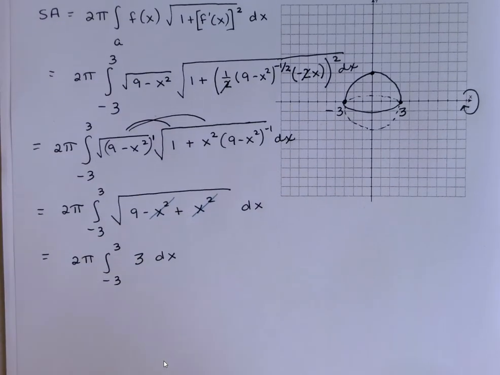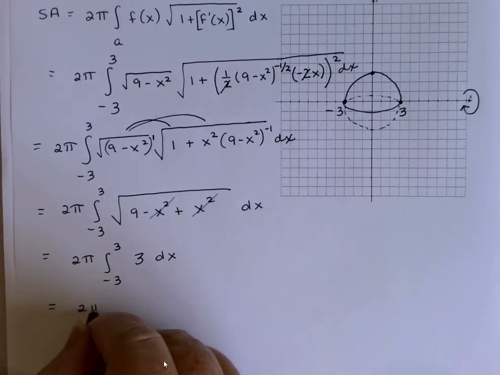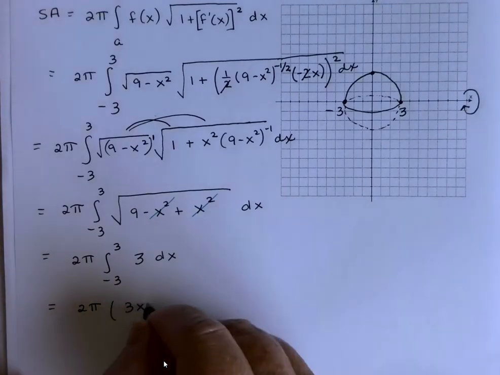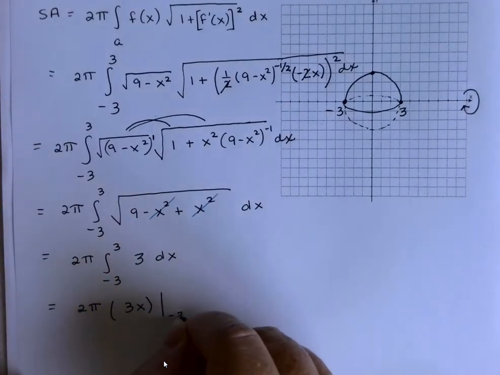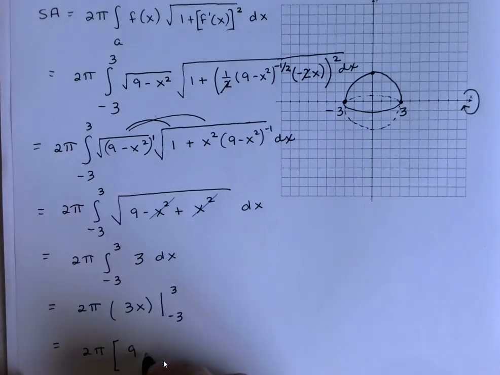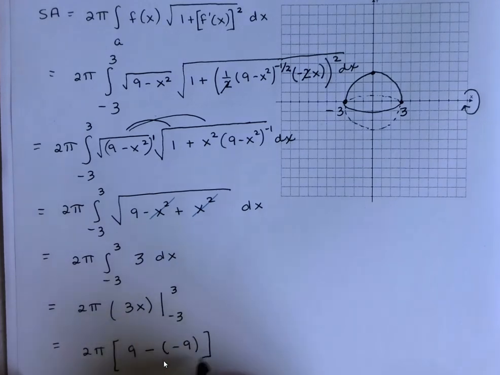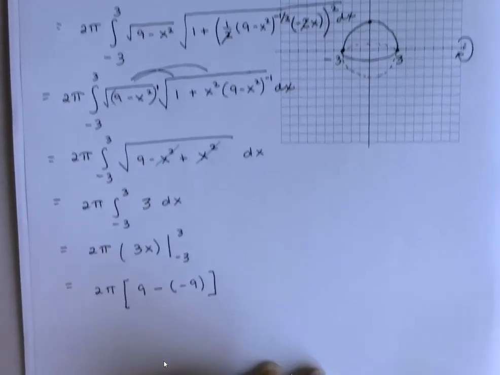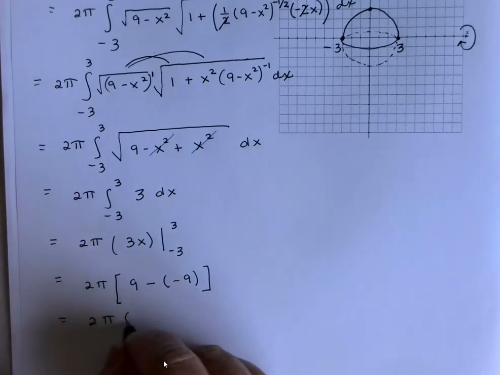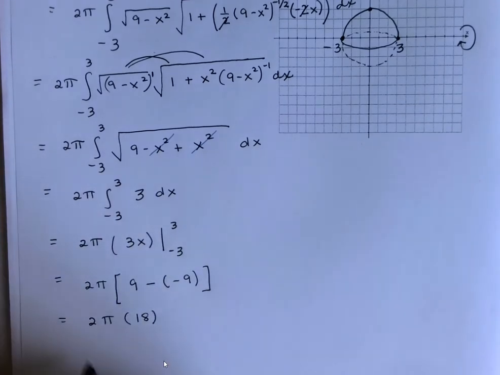So that's easy to integrate. Integral of 3 dx would be 3x, evaluated from -3 to 3. Plugging in the 3 would give me 9. Subtract plugging in the -3 would be -9. And I end up with 2 pi times 18, or 36 pi.